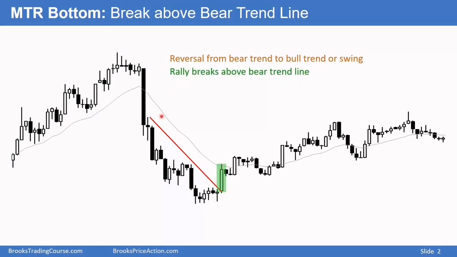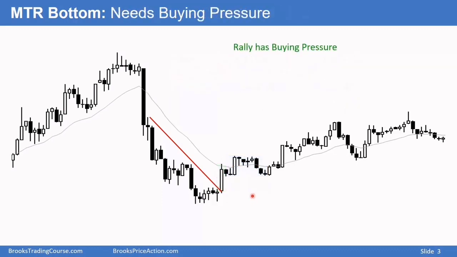A rally above the bear trend makes traders think that maybe the bear trend is ending, maybe it's becoming a trading range, or a bull trend. Next, you want the pullback to reach the moving average. You want the rally to have signs of buying pressure, for example, big bull bars. You want it to reach the moving average. You want it to get far above the trend line.